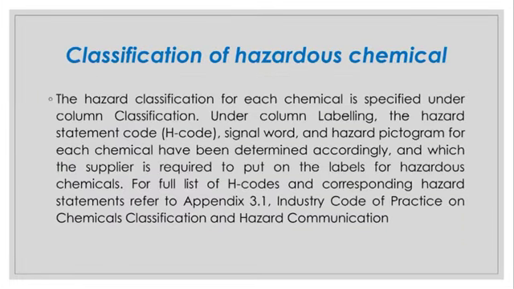Okay. Classification of hazardous chemicals is specified under the classification column. Under the labeling column, the hazard statement code, H code, signal word, and hazard pictogram for each chemical have been determined accordingly, and the supplier is required to put them on the labels for hazardous chemicals. For the full list of H codes and corresponding hazard statements, you may refer to Appendix 3.1 of the Industry Code of Practice on Chemicals Classification and Hazard Communication.